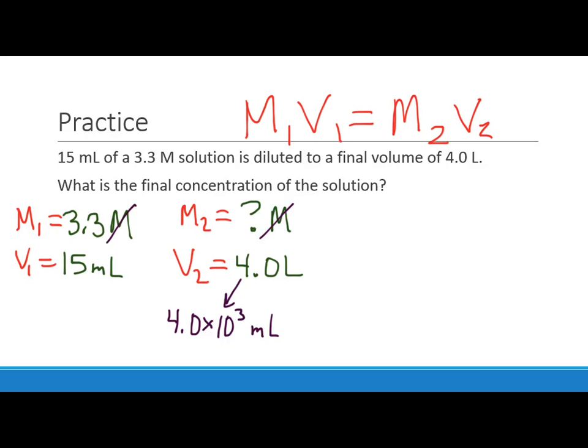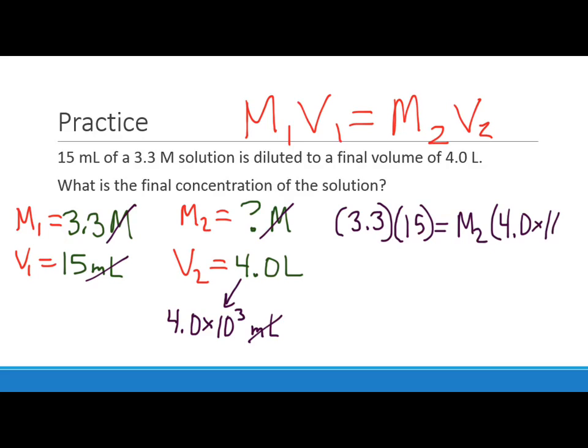So M1 is 3.3. Oh, and notice that my units cancel, so I'm going to be lazy and just leave off my units. Oops, actually, it's not this one, it's this unit that cancels. So 3.3 molar and 15 milliliters is equal to M2, which I don't know, so I'll just leave that as M2, times 4,000, or 4 times 10 to the third. I'm writing in scientific notation just to show that I still have 2 sig figs. Not a big deal, but anyway.